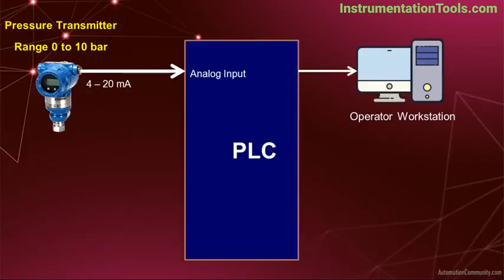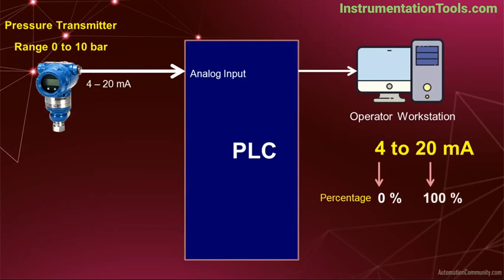Now let's discuss a pressure transmitter with 4 to 20 mA current output. Assume a pressure transmitter is configured with a range of 0 to 10 bar. 4 mA represents the 0% process variable and 20 mA represents the 100% process variable. In this example, 0% of the process variable is 0 bar and 100% of the process variable is 10 bar.